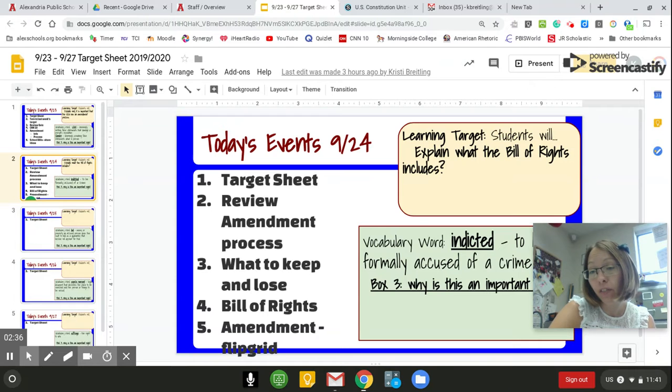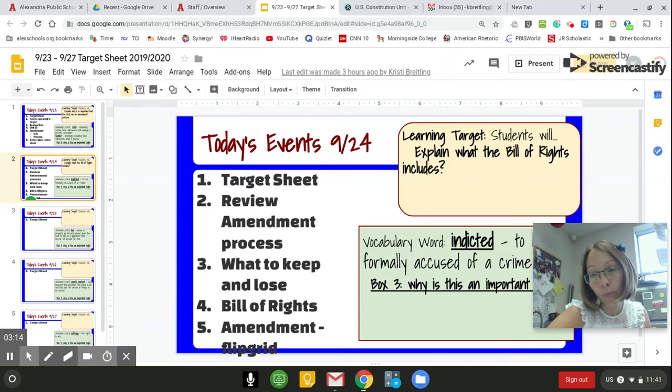"What to keep or lose?" That was just a quick activity where I asked classes to think about different rights that we have. The right to own a gun, the right to a trial by jury, the right to have a lawyer, the right to not have cruel and unusual punishments. In other words, the punishment needs to fit the crime, so it can't be excessive. And I had everybody think about which of these rights they would be willing to lose if we were taken over by another country, and which we would absolutely demand that we keep.